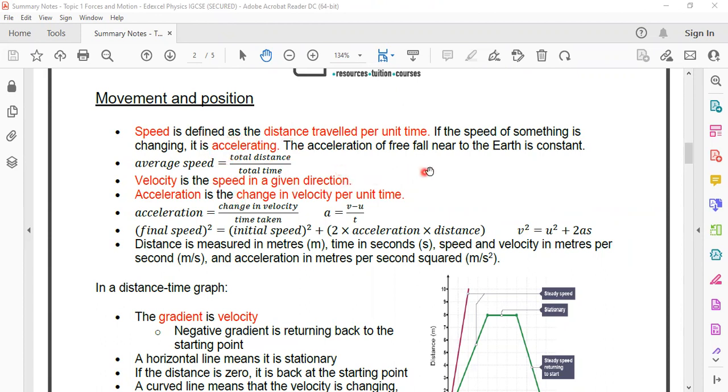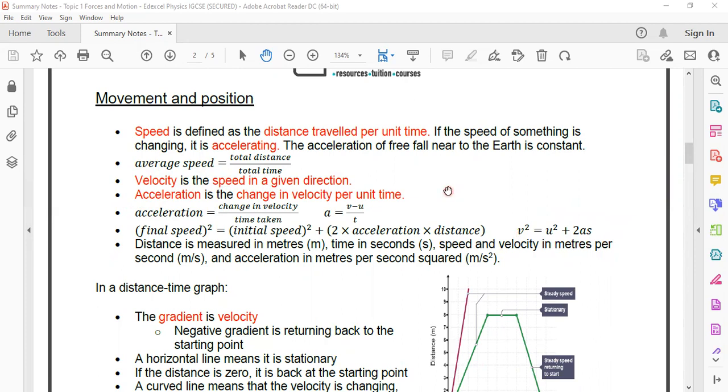Moreover, the acceleration of free fall near the Earth is constant, and we read an average speed formula, which is total distance divided by total time. Velocity is the speed in a given direction. Acceleration is the change in velocity per unit time. Then the formula of acceleration is change in velocity divided by the time taken. You subtract initial velocity from final velocity per unit time. Then you have an equation of motion, which is v squared equals u squared plus 2as.